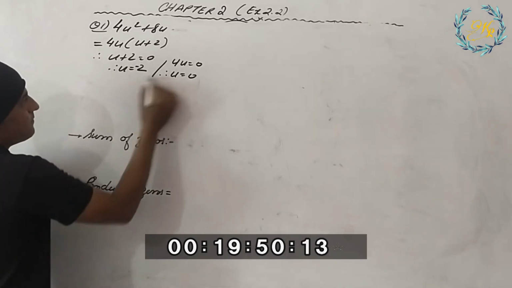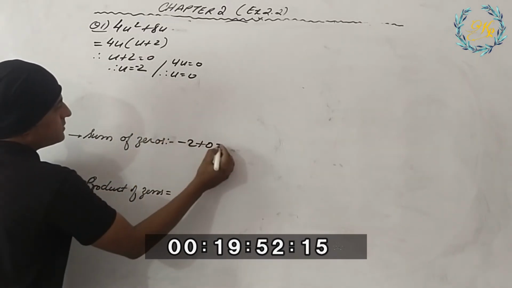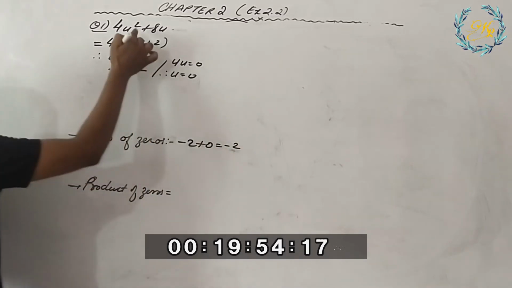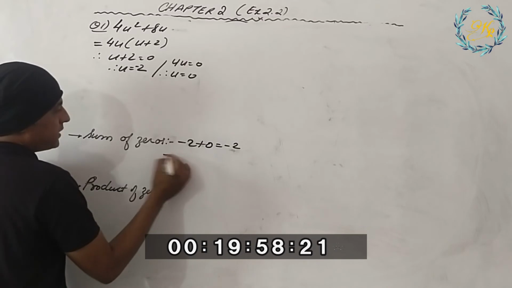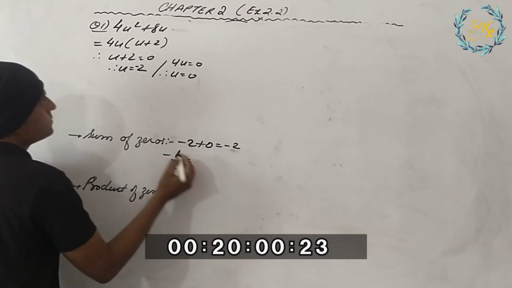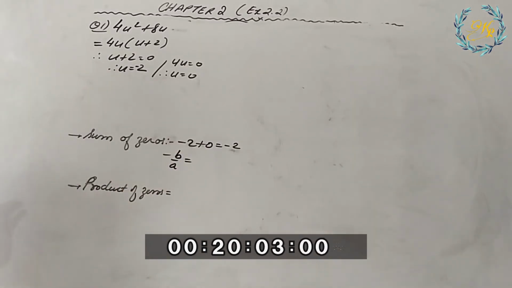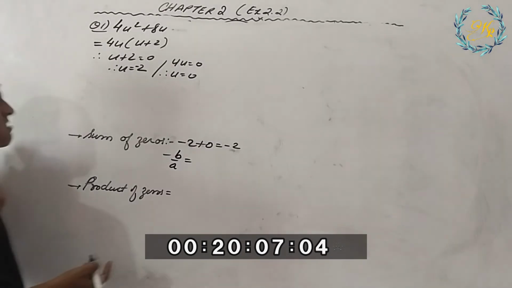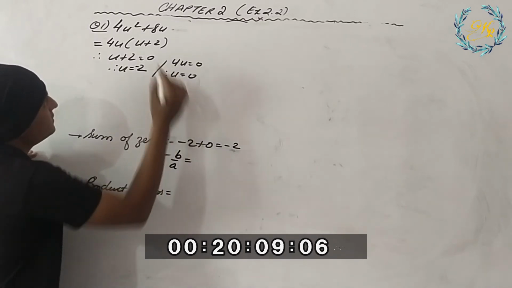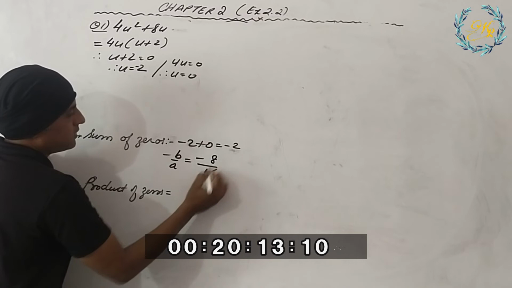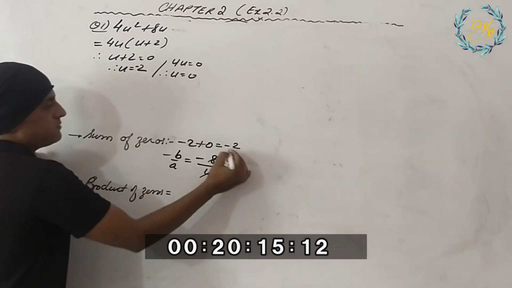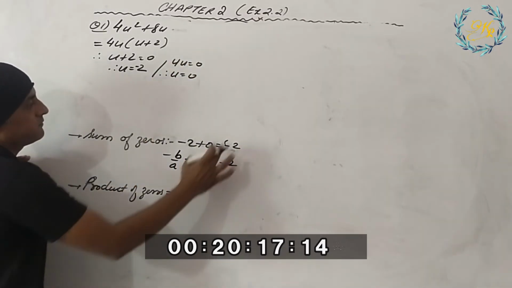Sum of zeros, let's add them. Minus 2 plus 0 is equal to minus 2. Taking that value, minus b upon a. Now, if you see here, the value of b is minus 8, upon value of a is 4. Cancel, you get the answer minus 2. So comparing, you see the answers are same.